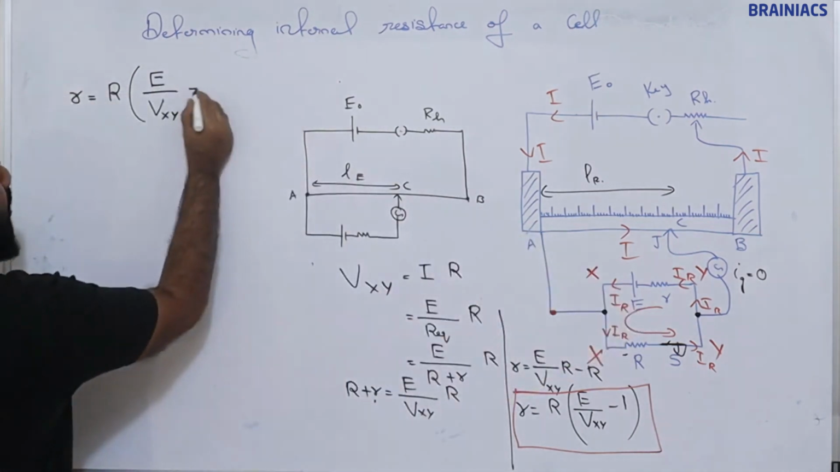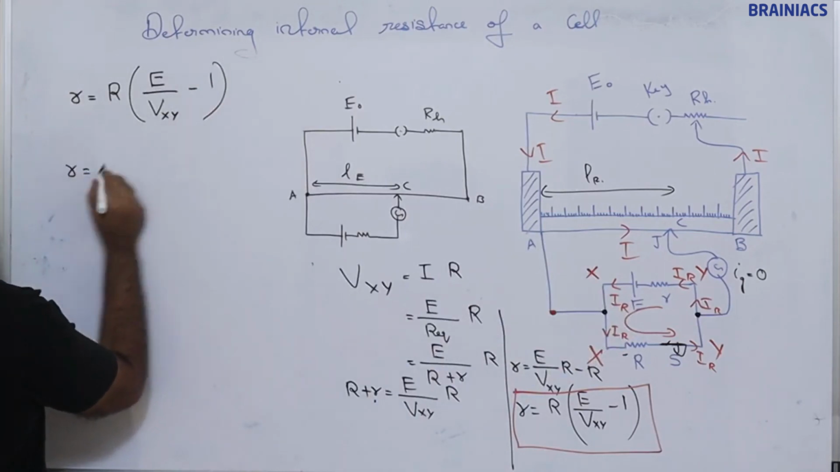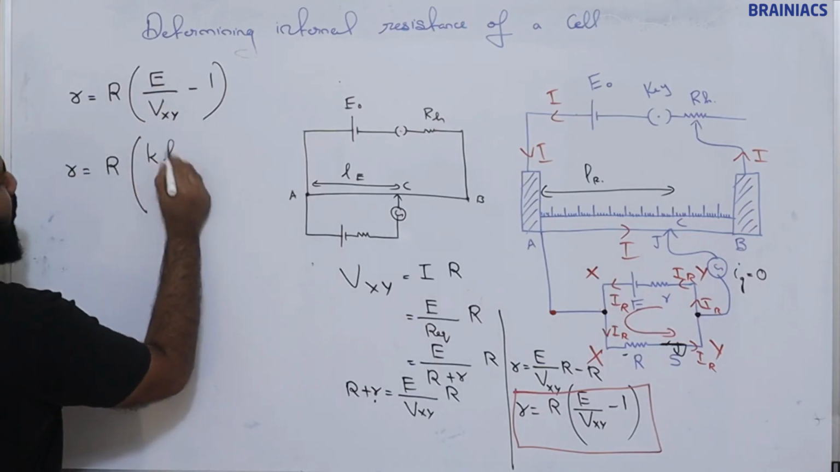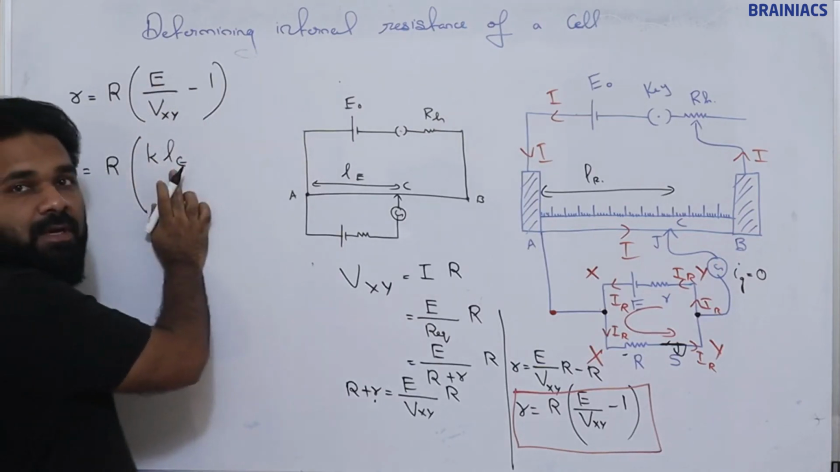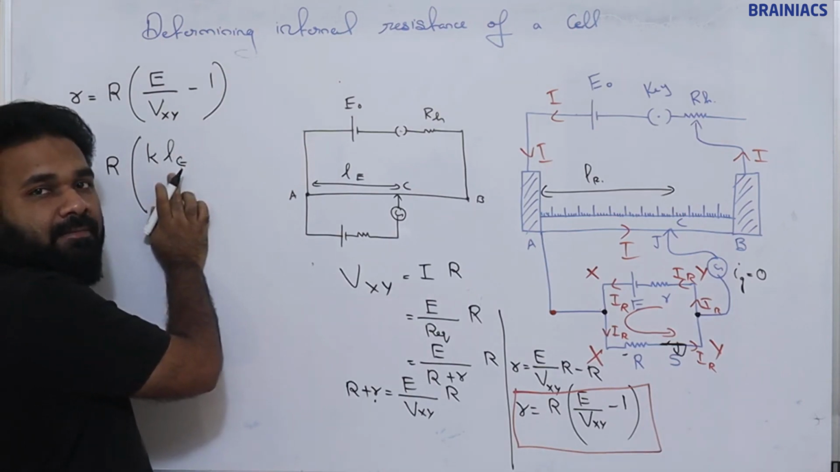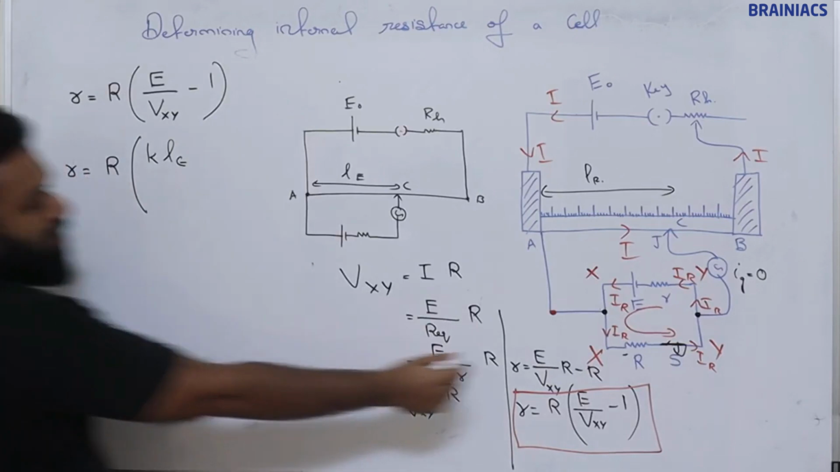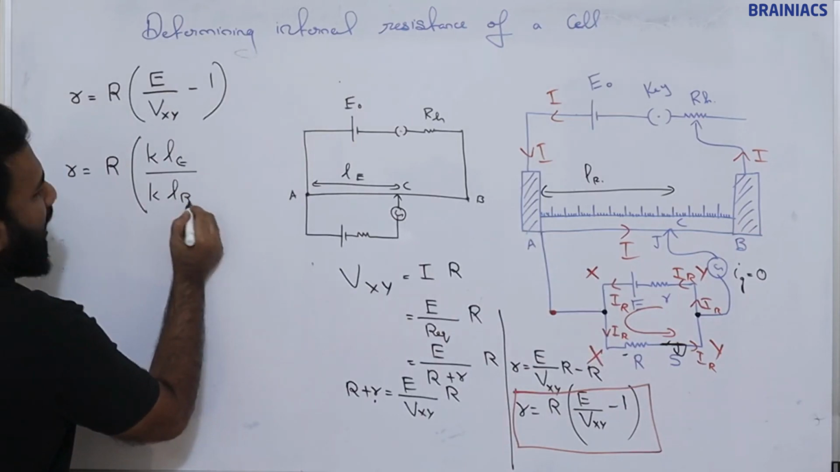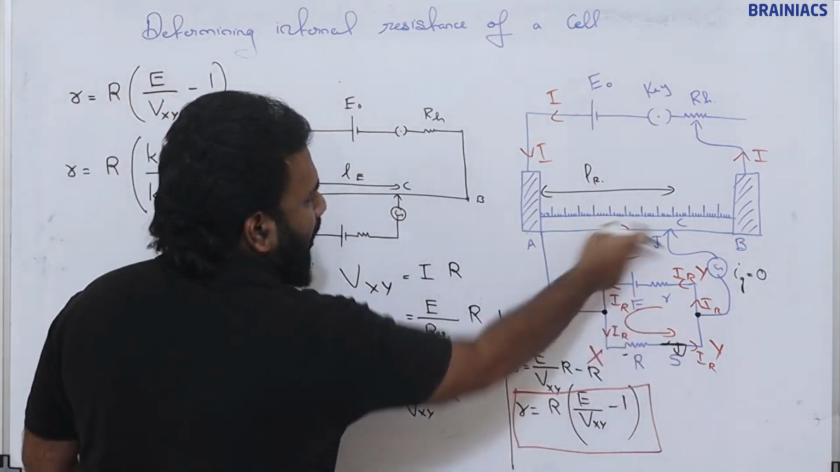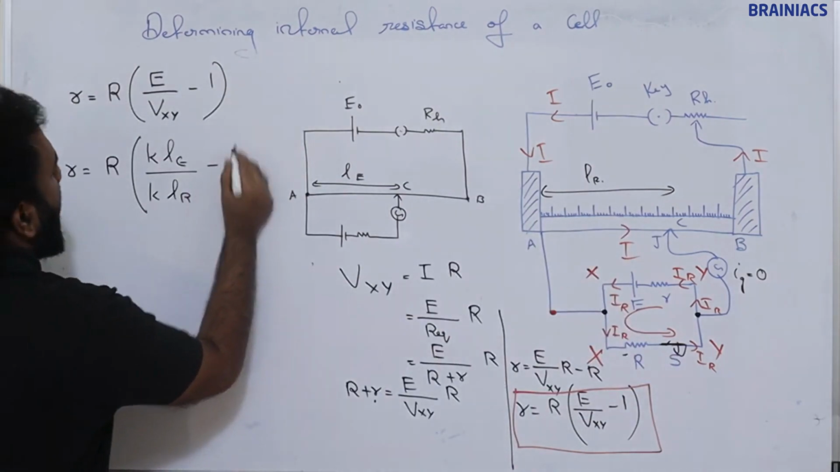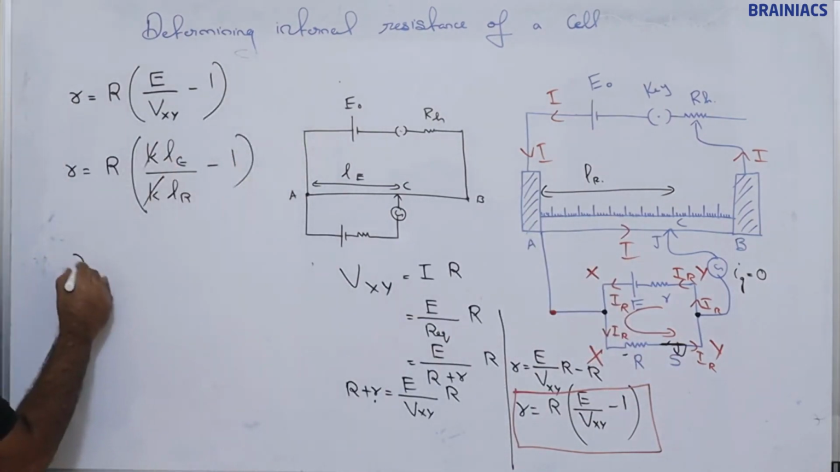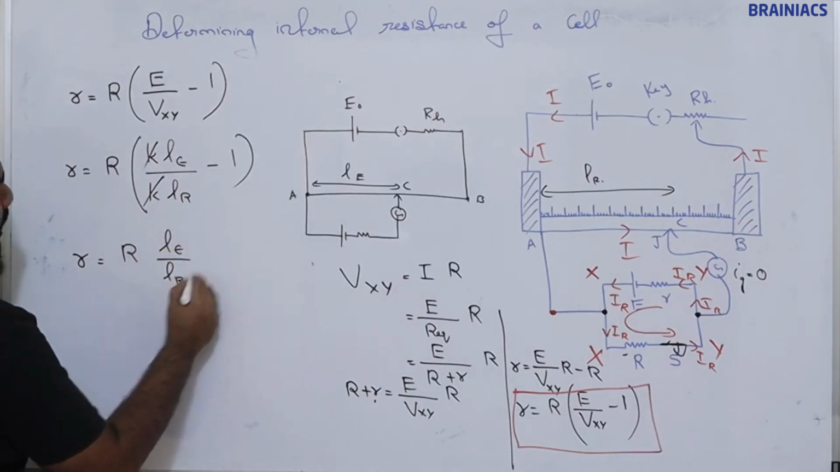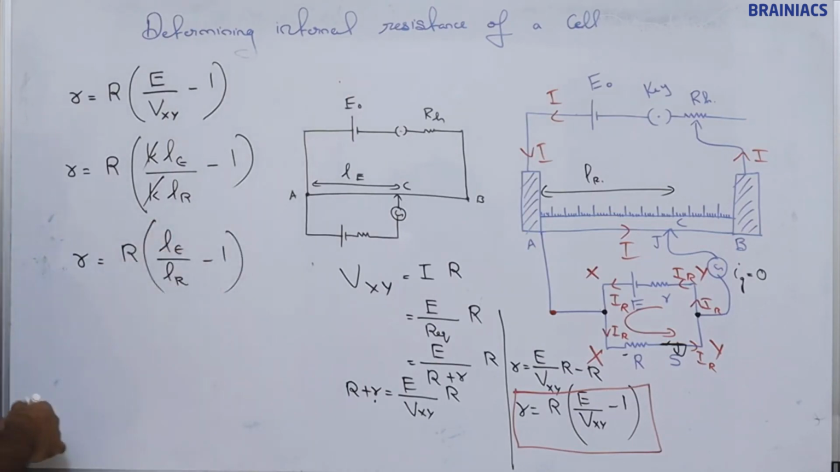Vxy minus 1. Now r is equal to R into K into Le. This length is when only the battery is connected, switch is open, divided by K into Lr. This length is when the switch is closed, minus 1. So this K will be cancelled off. r is equal to capital R into Le by Lr minus 1. Okay, so this is the concept.